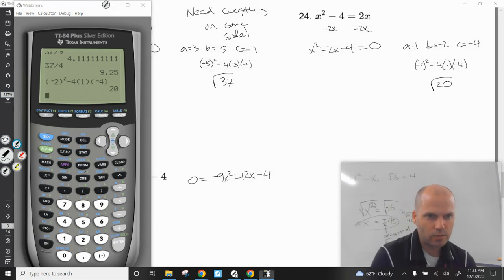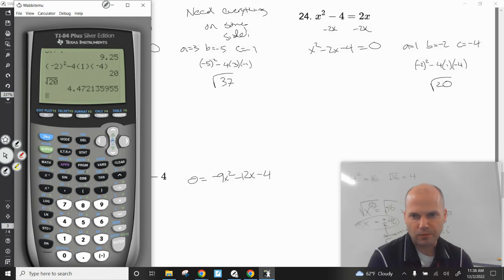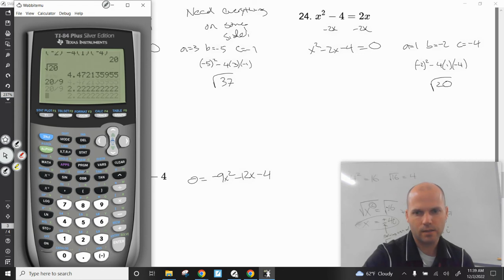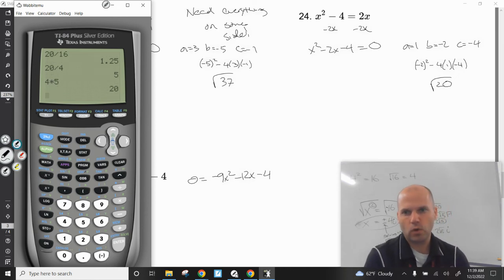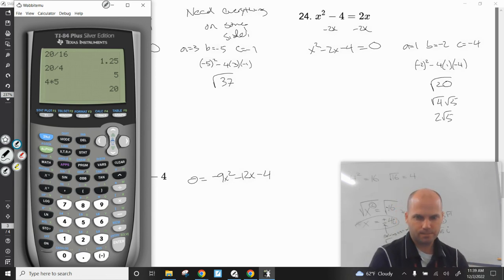Can you take the square root of 20? No. Can you simplify the square root of 20? Well, 20 can be divided by 9. No. Can it be divided by 16? Oops. 20 divided by 16? No. Can I divide it by 4? It should be going from top down. Yes. 4 times 5 is 20. Root 4 times root 5 is root 20. 2 root 5 is root 20.